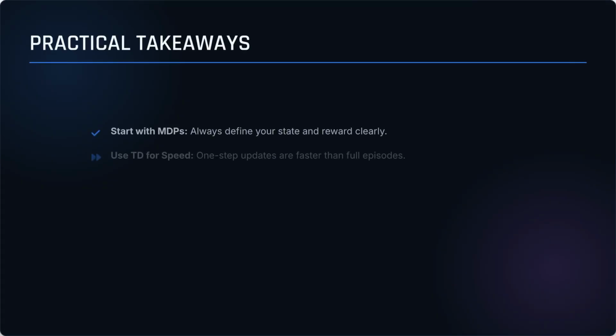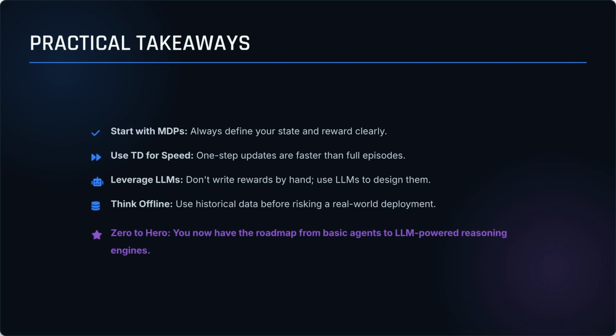To summarize, some practical takeaways. Start with MDPs and define states clearly. Use TD for speed with one-step updates. Leverage LLMs to design your reward functions automatically. Finally, think offline and use historical data before real-world deployment. You now have the roadmap from basic agents to LLM-powered reasoning engines.